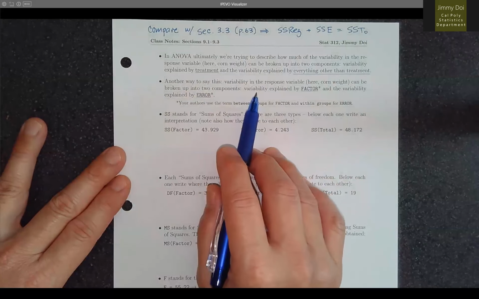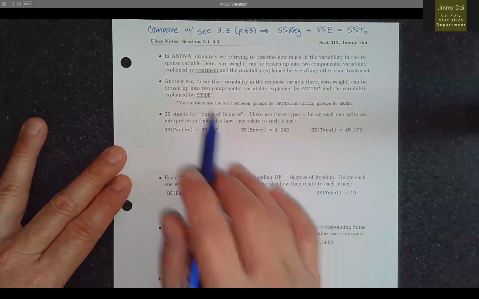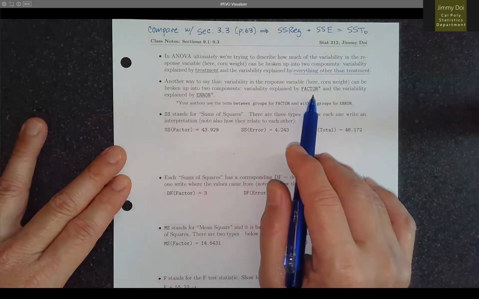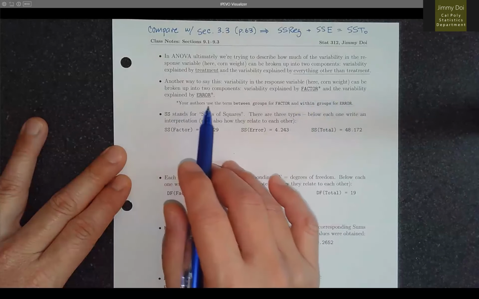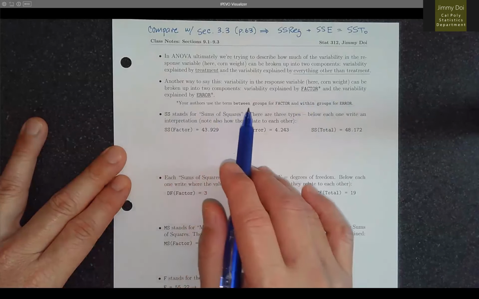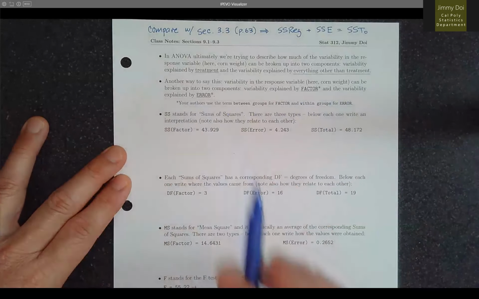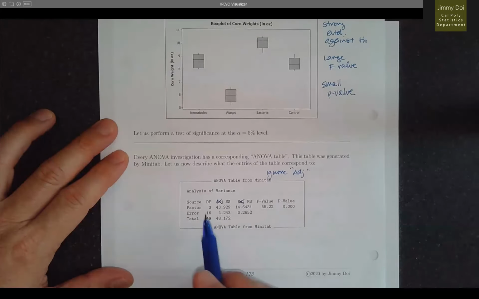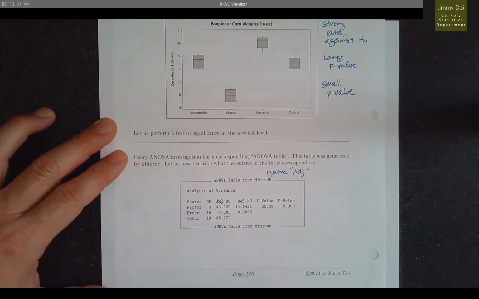Another way to say this is the following. The variability in the response variable can be broken up into two components: the variability explained by factor, or the treatment that is, and the variability explained by error. Now, in our book, we use the term between groups for factor, within groups for error. The reason I'm using the terms factor and error is because in your Minitab output, you're going to see these sources: factor, error, total, right? So that's really for your treatment right there. That's really for everything other than treatment.